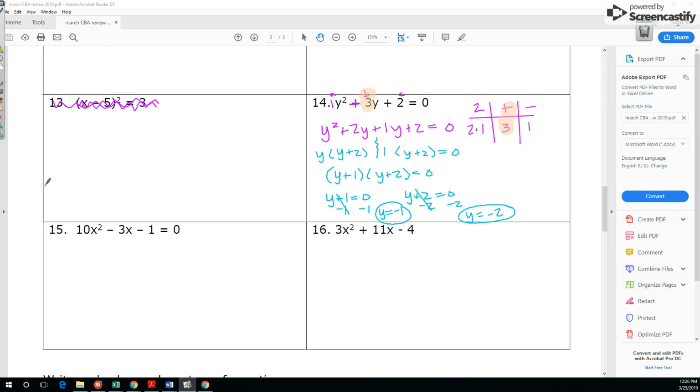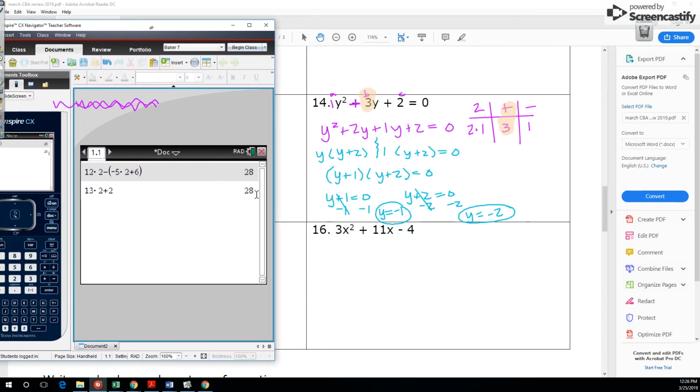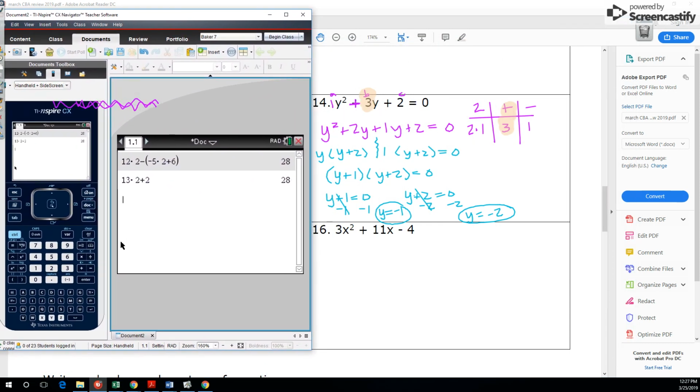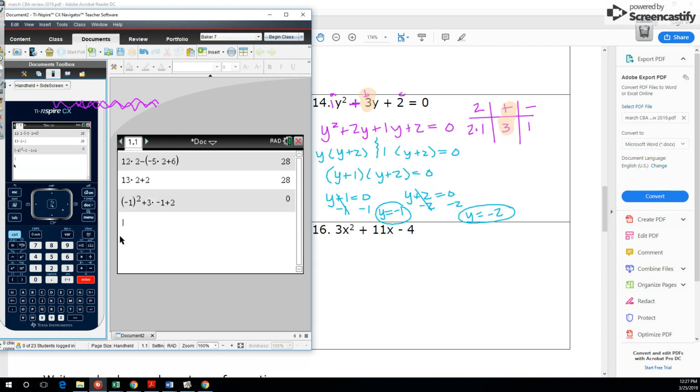Again, you can check these on the calculator. The only thing you have to remember is if you have a negative number that you're squaring, you need to put that in parentheses. So I have negative 1 squared plus 3 times negative 1 plus 2, and it's 0. I'll check negative 2. So I'm just going to press up, up, enter. Change this 1 to a 2. Change that 1 to a 2. And again, I get 0. So really nice to be able to use the calculator to just check.